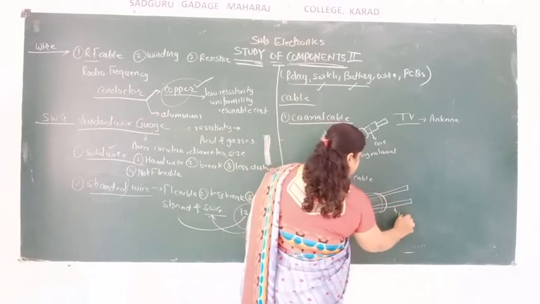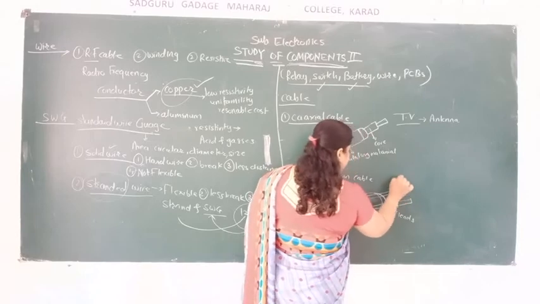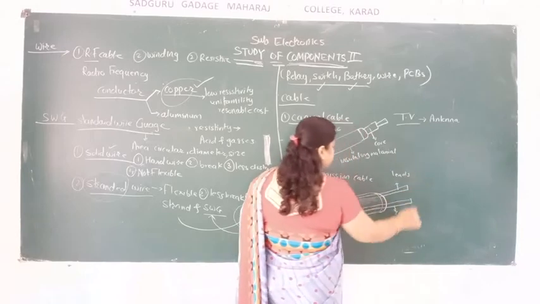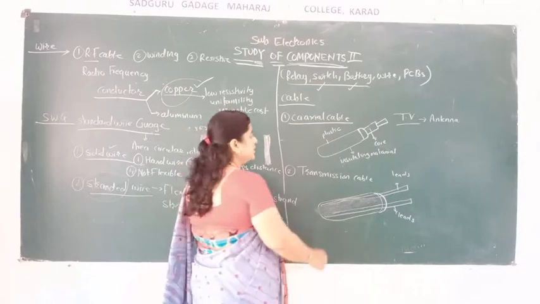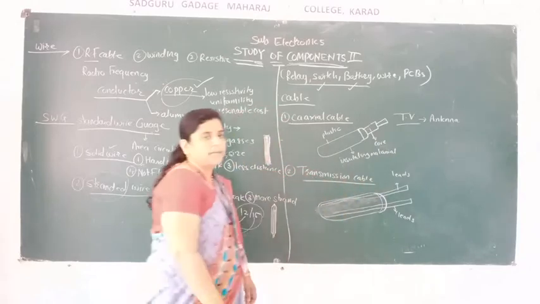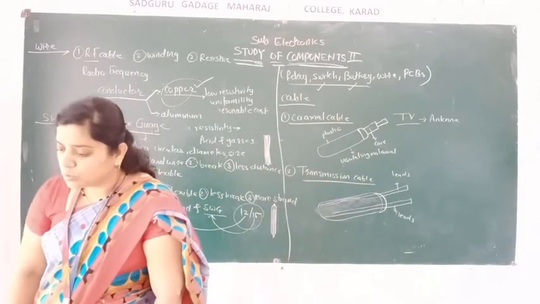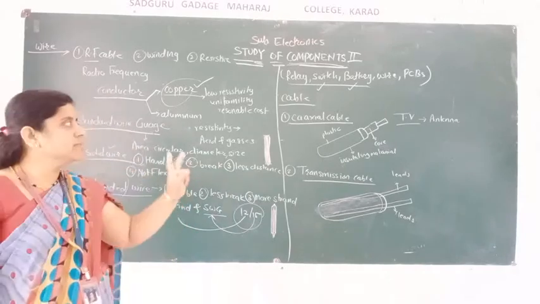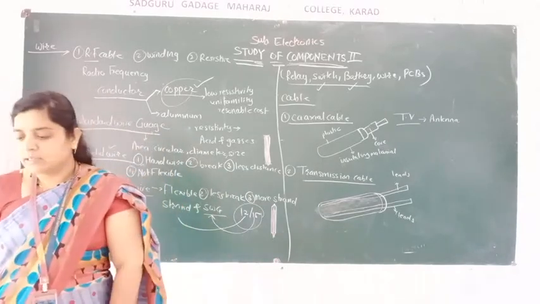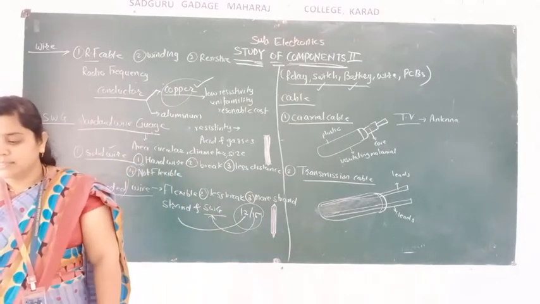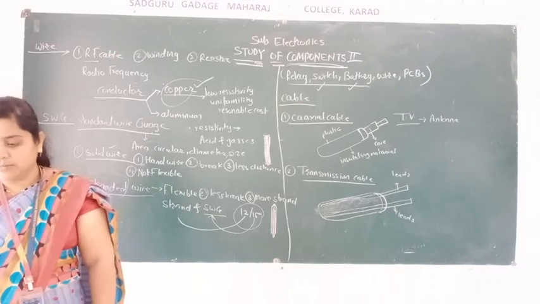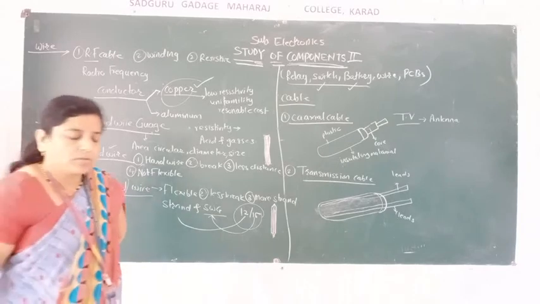These are what? Leads. Two leads are there in the transmission cable. Okay. So cables are of two types: coaxial cable and transmission cable. It is the twin lead cable.